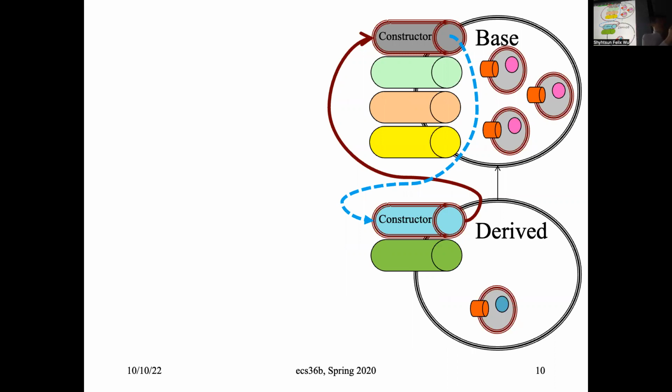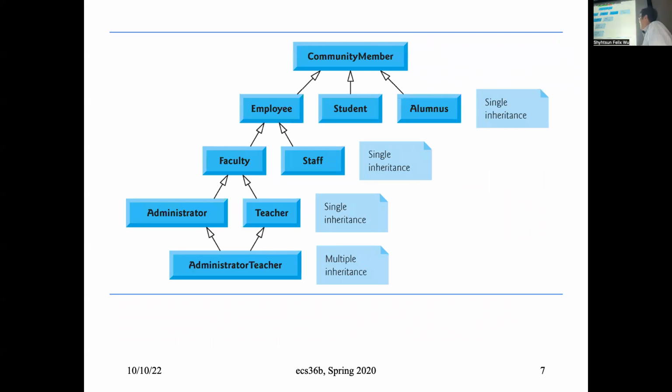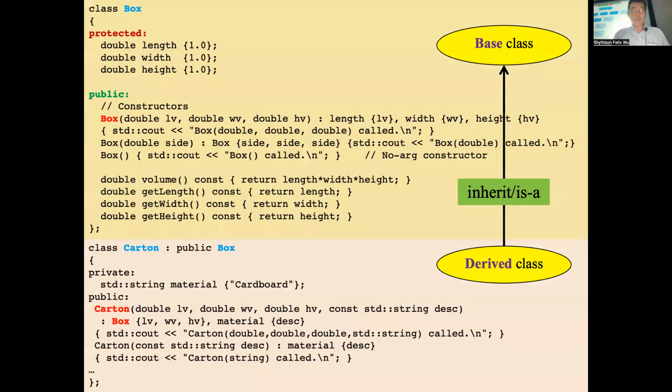If you have a multiple layer parent, it looks like this. When I create a teacher object, I need to call faculty's constructor. Faculty realizes, wait a minute, I still have a parent, so it calls employee's constructor. Employee says I'm not the root class, so it calls community member's constructor. Finally, the first function executed is community member's constructor, then employee, then faculty, and finally teacher. So that is a general way of looking at this.